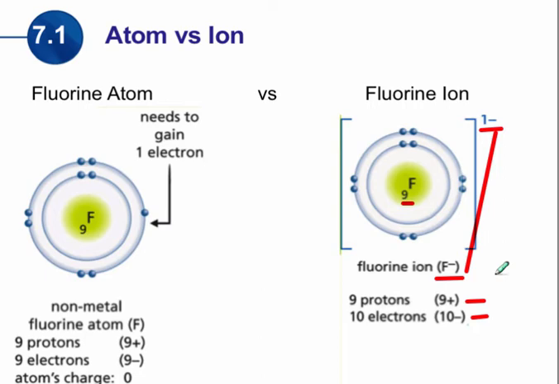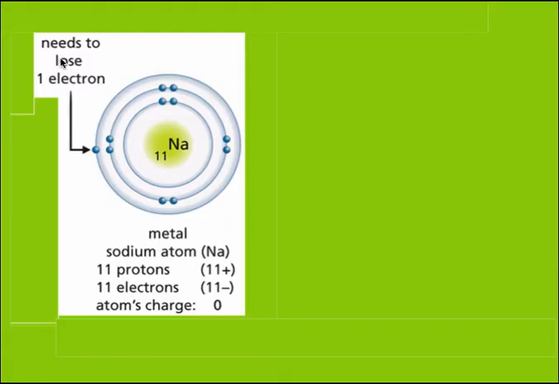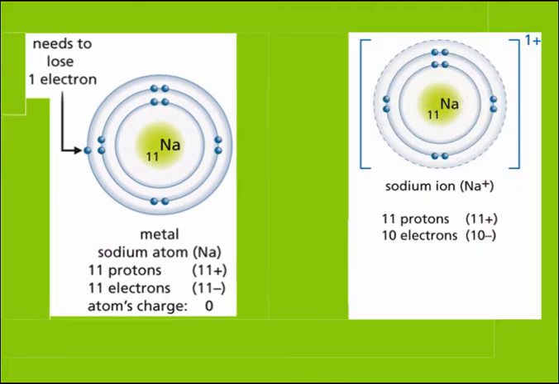Now the same can be true about any atom. Here is the sodium atom. Sodium has 1 extra electron in that outer shell. It has a tendency to lose that electron. Right now it has 11 protons and 11 electrons, a charge of 0. If we were comparing that to the sodium ion, that extra electron in the outer shell gets booted out. The square brackets come in. It has more protons, 11 protons now, and 1 less electron, so the charge is +1.